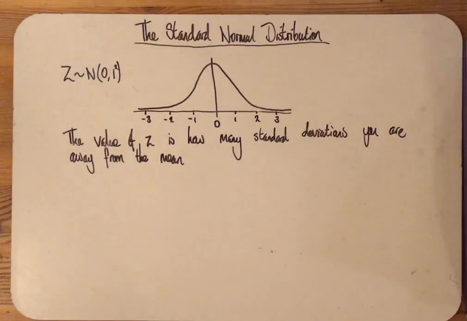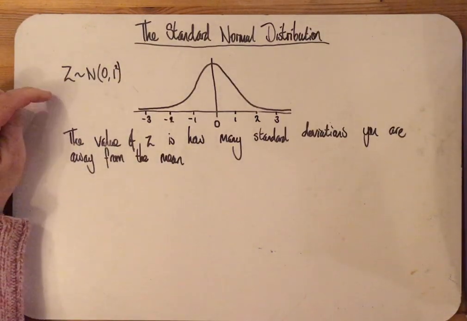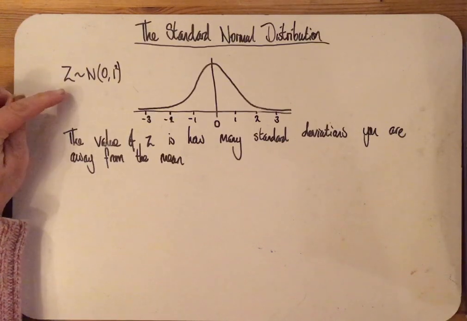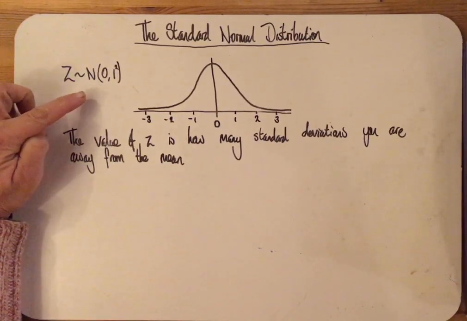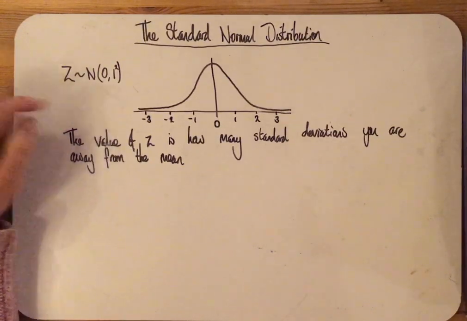Right, I just want to revisit the standard normal distribution so you've got a bit more idea of why it's useful. And then next statistics lesson we will have to use it a little bit to find the mean and the standard deviation when they're unknown. So we tend to use Z for standard normal distribution, and Z is normally distributed with a mean of 0 and a standard deviation of 1.